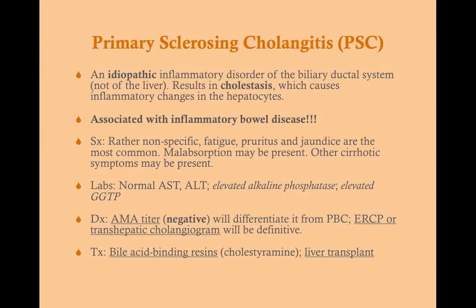Malabsorption can be present, usually in more advanced disease, and that's because if you're not getting bile into the intestines, then you're not going to be able to emulsify your fats, and you're not going to be able to absorb your fats. And so malabsorption may be present. Other cirrhotic symptoms could be present as well, but usually this is going to be something that gets diagnosed a little bit earlier on, a little bit before cirrhosis happens. It's going to be diagnosed when the jaundice and pruritus happen, because that's something that people notice.